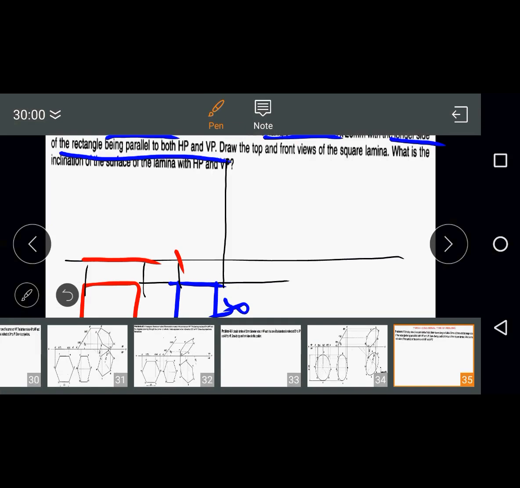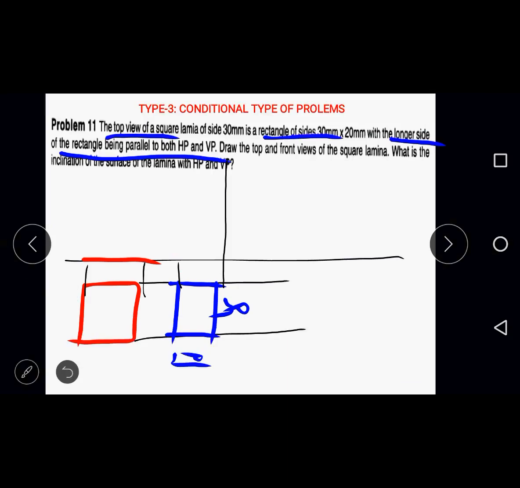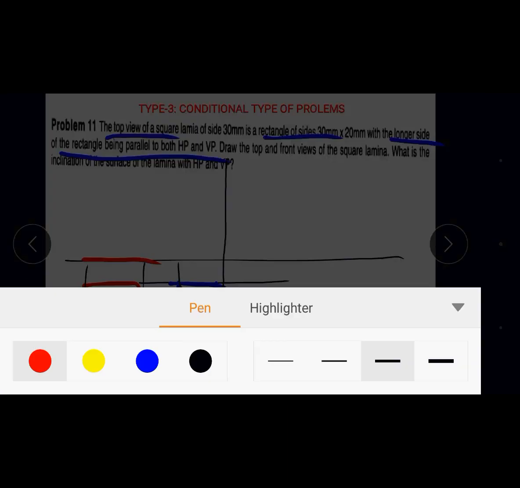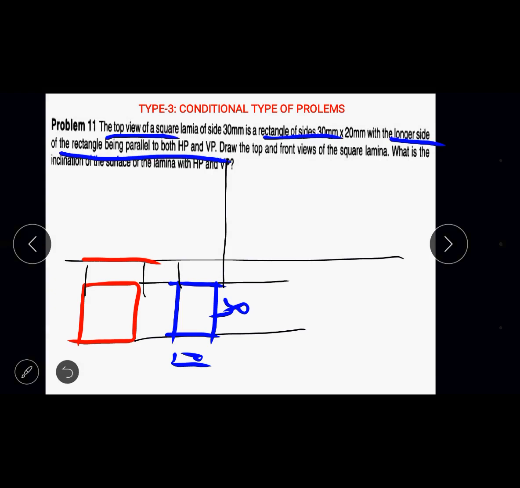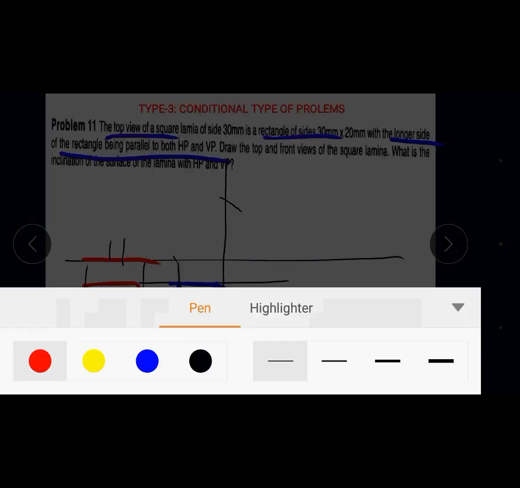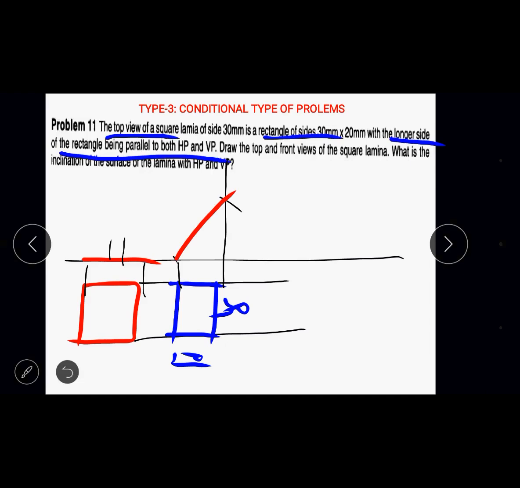Cut an arc, or let me use the same black color. So keep the compass over here. Cut an arc of radius equivalent to your front view of the lamina. Then just connect the front view of the lamina. So this is the front view of the lamina.